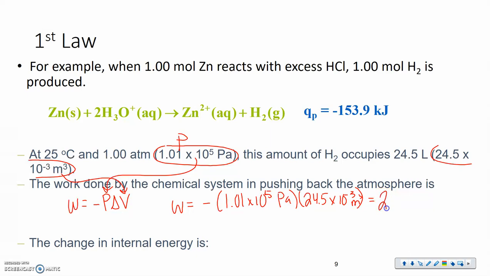and we get 2474.5 pascals times cubic meters, which is joules. So this is 2.47 kilojoules, negative because we had a negative sign for work. Then the total amount of energy change is the amount from the heat plus the amount from the work.